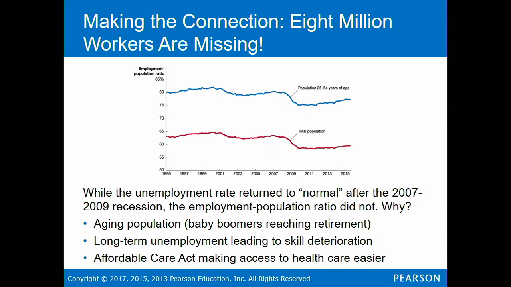But the employment population ratio for all workers fell from 63.4% to 60.2% after the recession. So that's 8 million fewer workers. So it's not just baby boomers that's causing this.